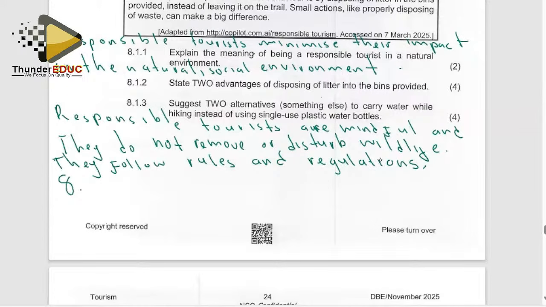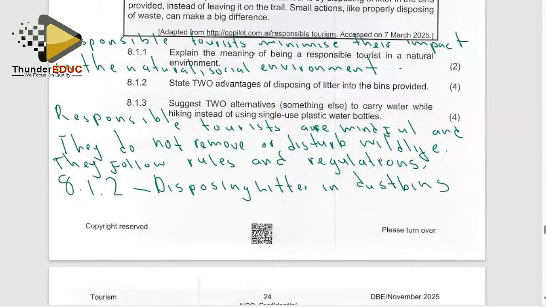Then let's go to 8.1.2. Two advantages of disposing of litter in bins provided. It prevents pollution. Disposing litter in dustbins reduces pollution on land and water. It actually reduces the pollution on land and water.